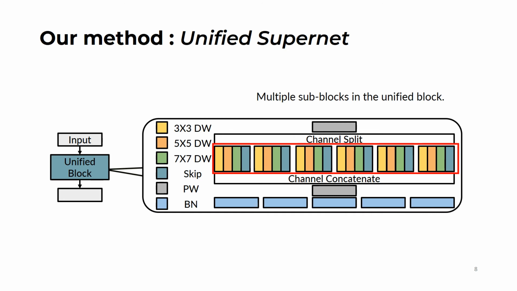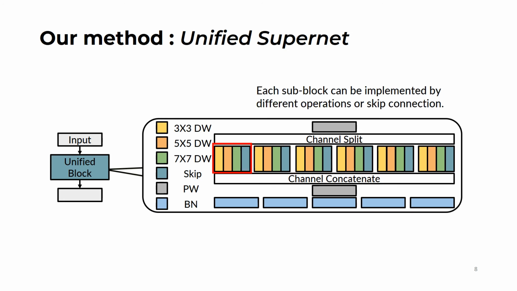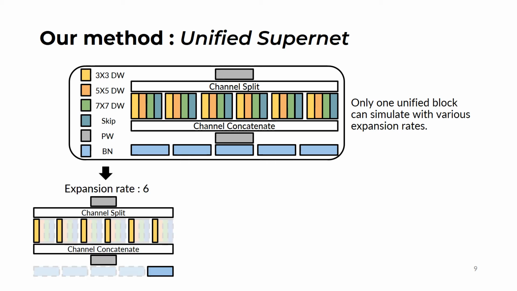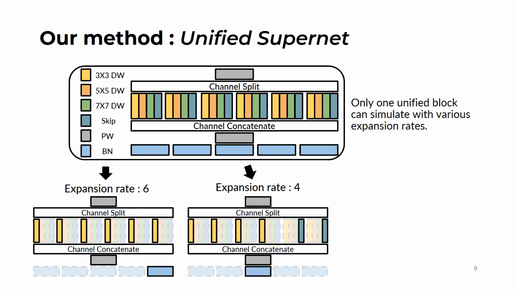In a unified block, instead of constructing the depth-wise convolution, we construct several subblocks. In each subblock, multiple operations can be implemented. For example, 3x3 depth-wise convolution, 5x5, 7x7, and skip connection. With the subblocks, we can approximate the entire search space by only one unified block easily. For example, if no subblocks are implemented by skip connection, we can simulate the configurations with expansion rate 6. If two subblocks are implemented by skip connection, we can simulate the configurations with expansion rate 4.